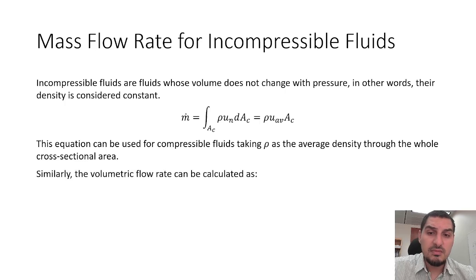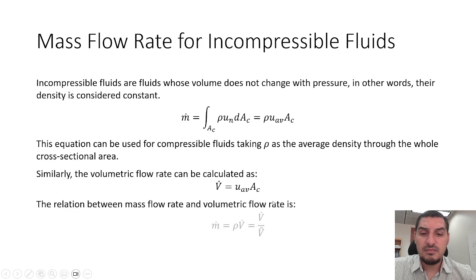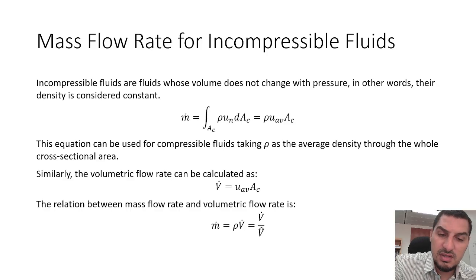Okay. There is one other thing, which is the volumetric flow rate, which is the mass flow rate divided by the density. Because we know from before that the mass flow rate equals rho times V dot, exactly like mass equals rho times V. So we can write the volumetric flow rate as u average times A_c. These are the equations that we can use to describe the flow rate.